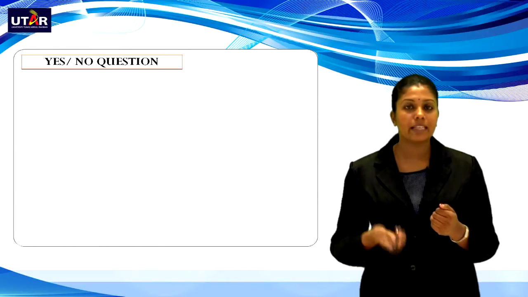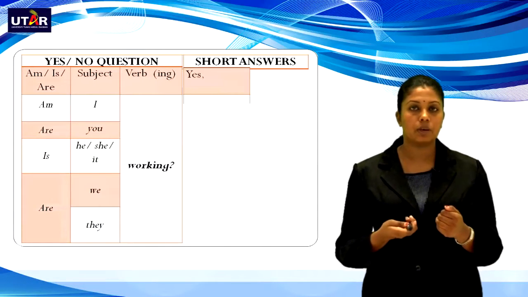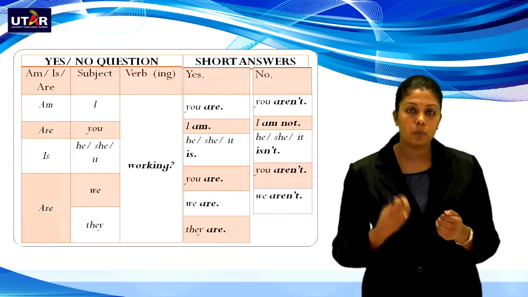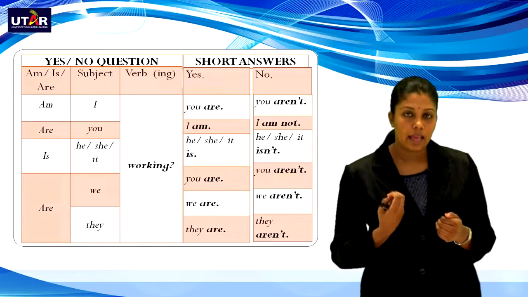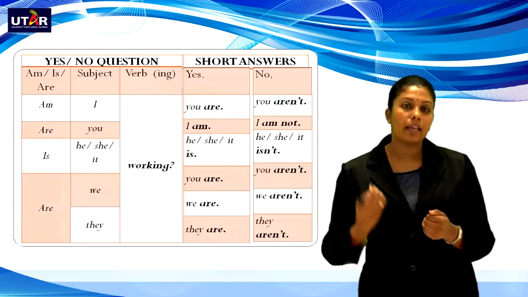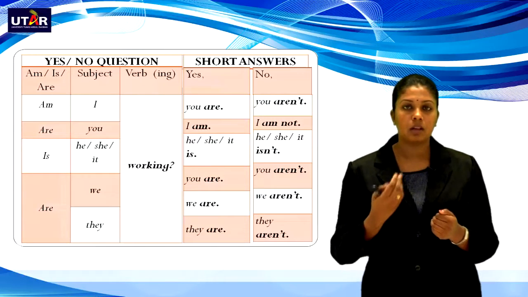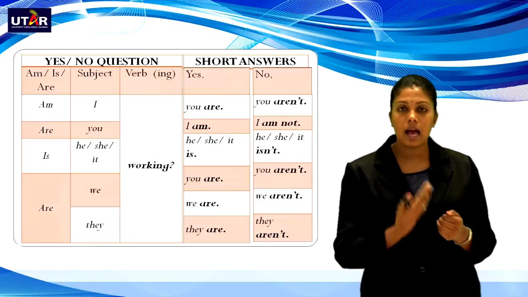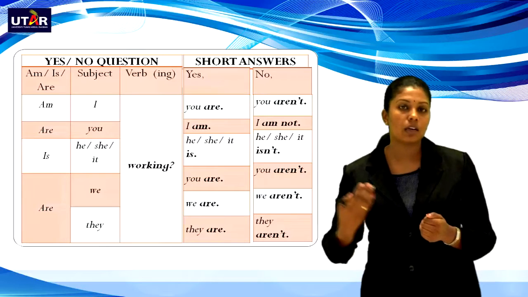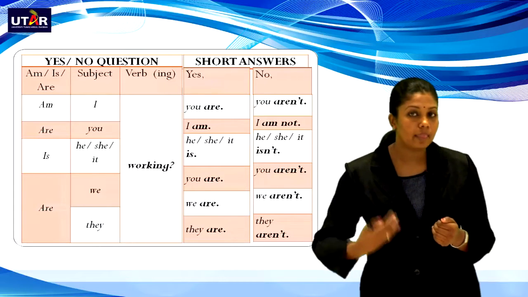We also have yes, no questions. So let's look at yes, no questions. For yes, no questions, you start the question with the auxiliary verb am, followed by the subject I, and the verb in present participle form. So am I working? Let's look at the other subjects. Are you working? Is he, she, or it working? Are we working? Or are they working?